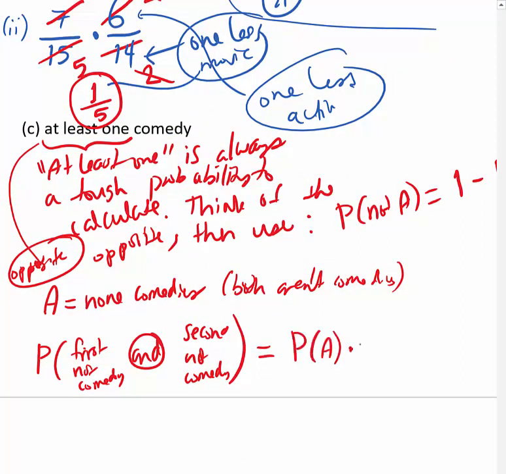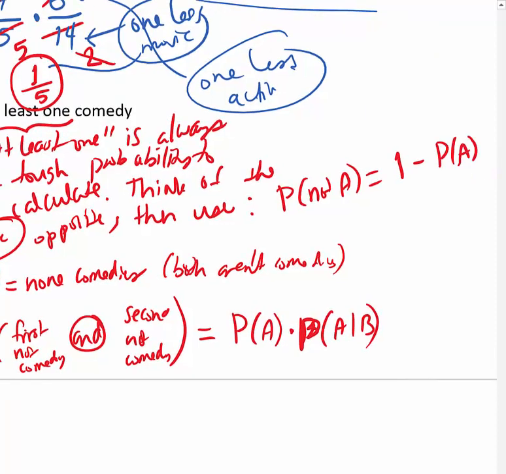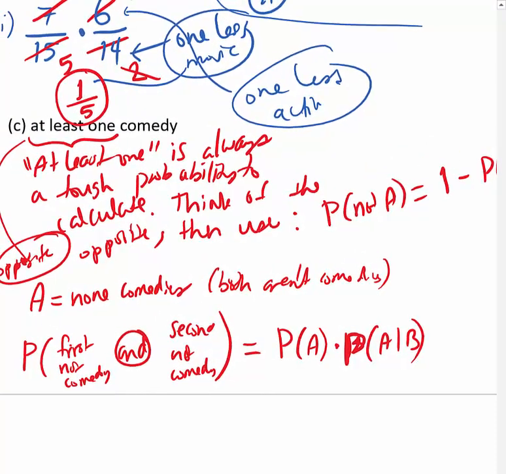So that one we're going to do, that's an and probability. So we're going to do probability of A times the probability of B given A, from that formula. And again, we're not really calculating the probability of at least one being a comedy yet. Right now we're just calculating the probability of the opposite of that, which is none are comedies. Because calculating the probability of none being bleh is always a lot easier than some being bleh.